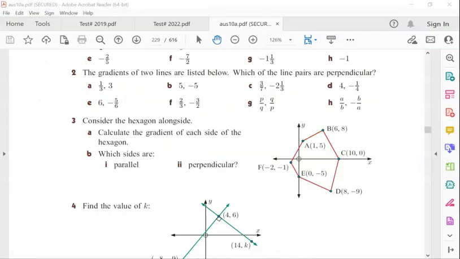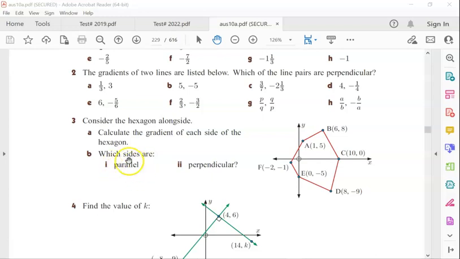For those who weren't here last lesson, calculate the gradient of each side of the hexagon. Now, this is getting you to find the slope between 2 points once, twice, 3, 4, 5, 6 times. Alex, if you weren't here last lesson, maybe you should practice finding the slope 6 times, rather than just doing a couple.